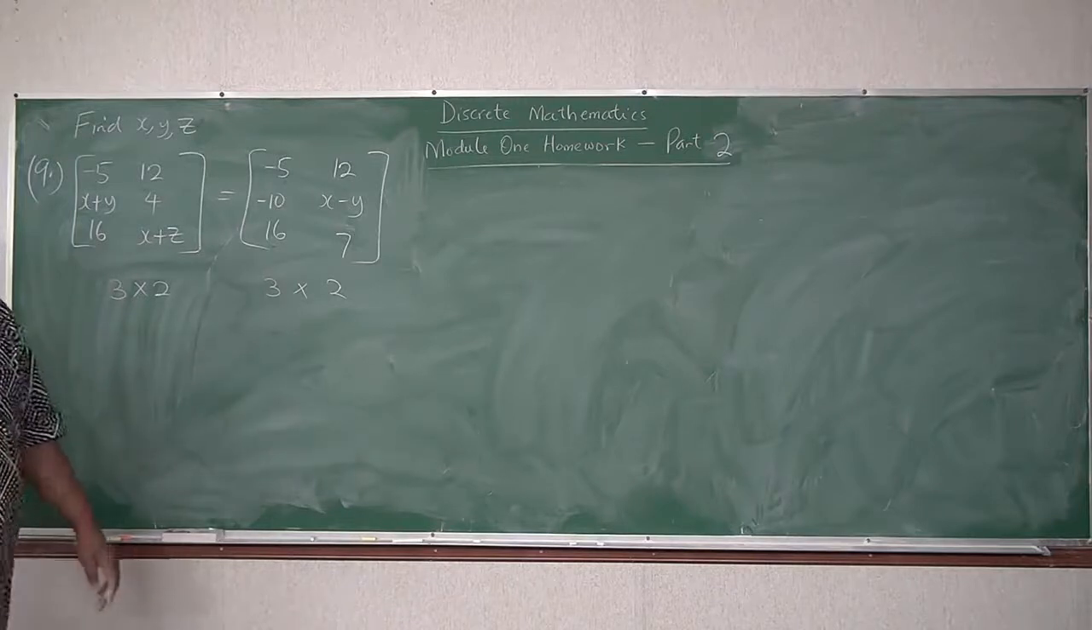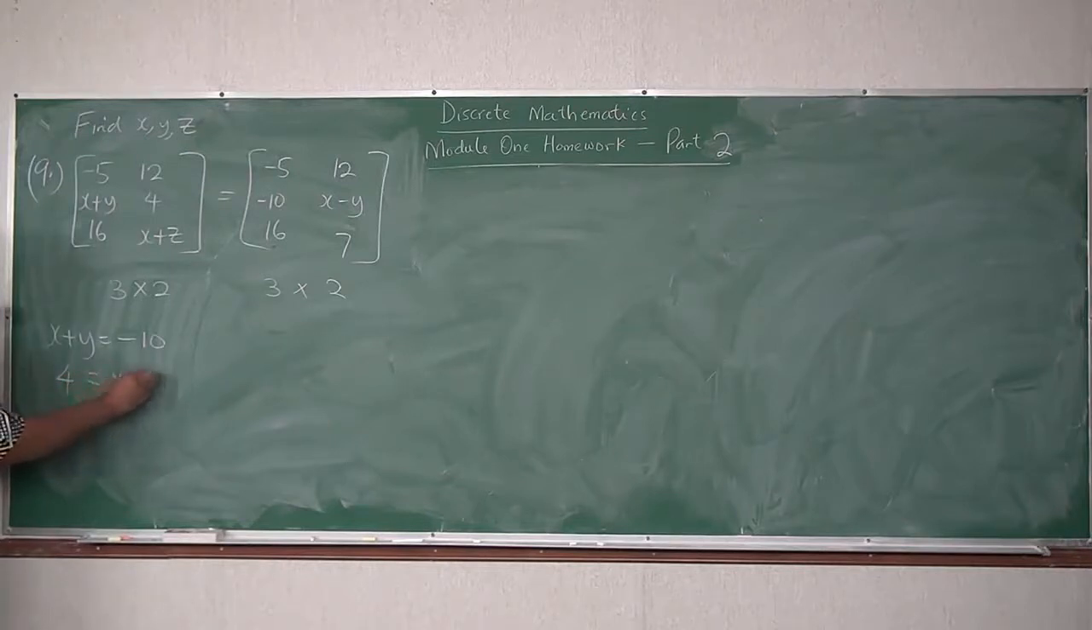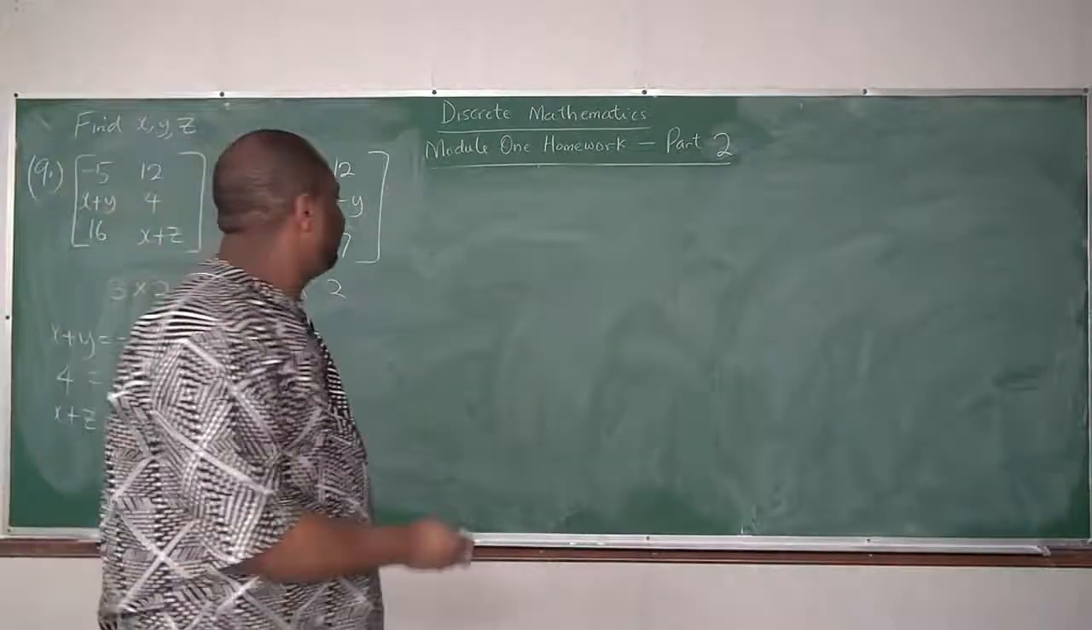So in that case, we have that x plus y will be negative 10, 4 will be x minus y, and then x plus z will be 7. Okay, so let's find x, y, and z.